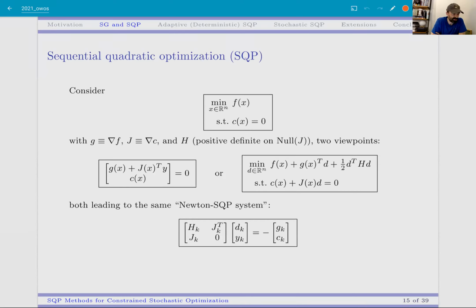That H could be something simple like the identity or the Hessian of the Lagrangian. J is the Jacobian, and you get your search direction D in the primal space, along with your multipliers Y for the dual space. Okay.